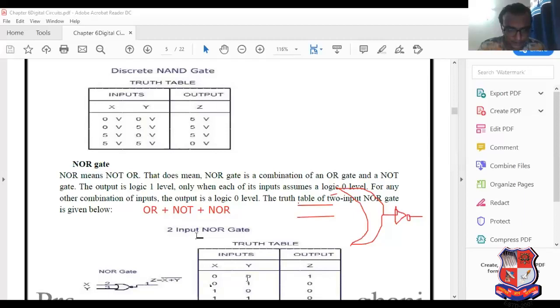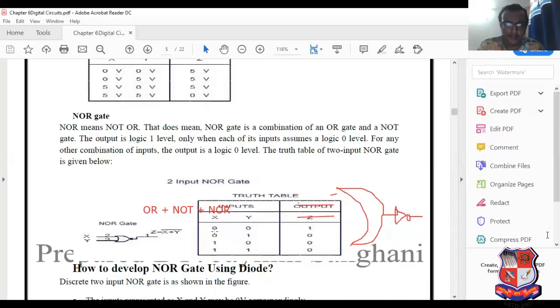Here 0 0 applied, then output is 1. 0 1 applied, output is 0. 1 0 applied, output is 0. 1 1 applied, output is also 0. Why? Because when 0 0 is applied, the OR output is 0, and the complement of 0 is 1. For 0 1, the OR output is 1, but the complement of 1 is 0.